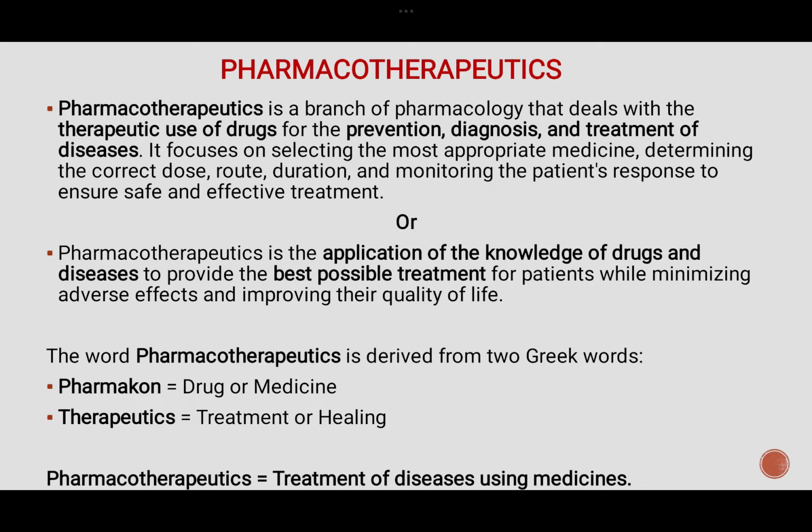Now let us understand the meaning of pharmacotherapeutics. The word pharmacotherapeutics comes from two Greek words. The first word is pharmakon and the second word is therapeutics. Pharmakon means drug or medicine, and therapeutics means treatment or healing. When we combine these two words, pharmacotherapeutics means treatment of diseases using medicines. This is one of the easiest ways to remember the meaning.